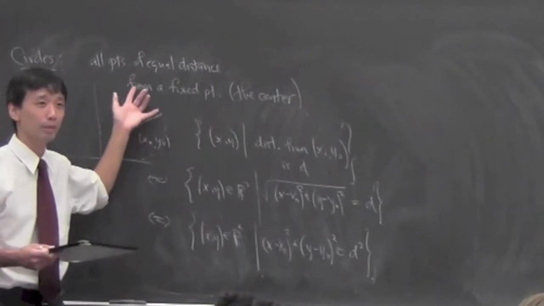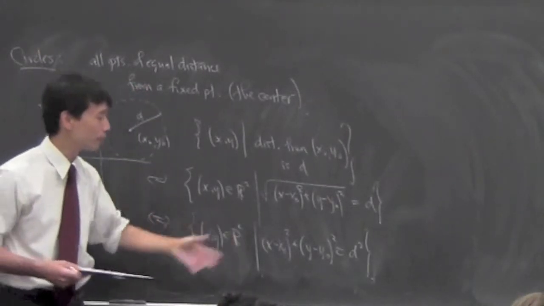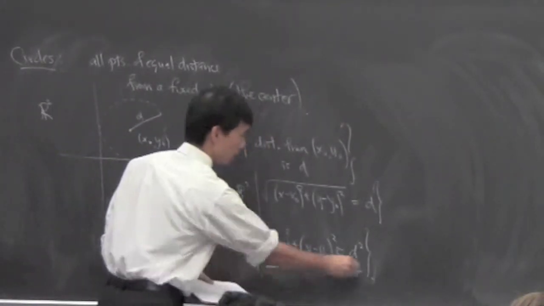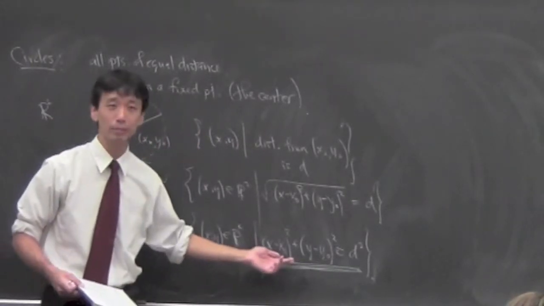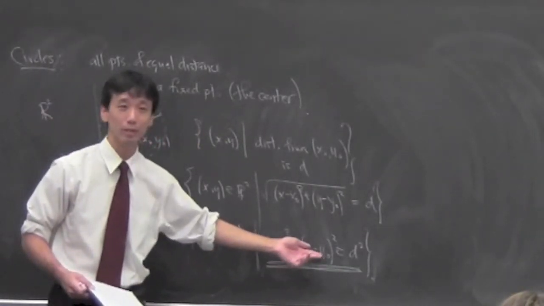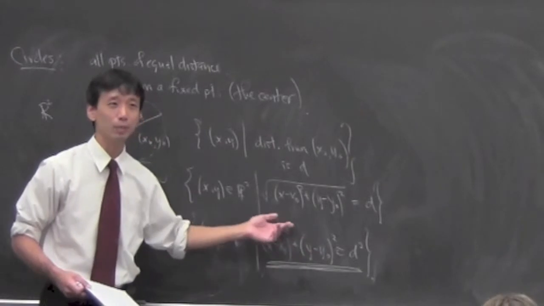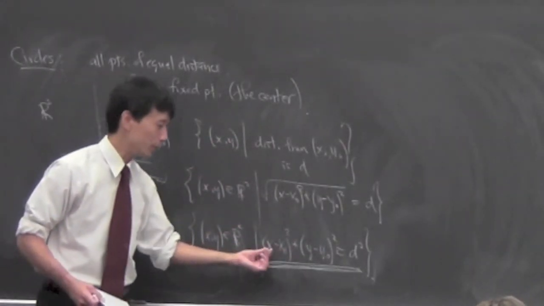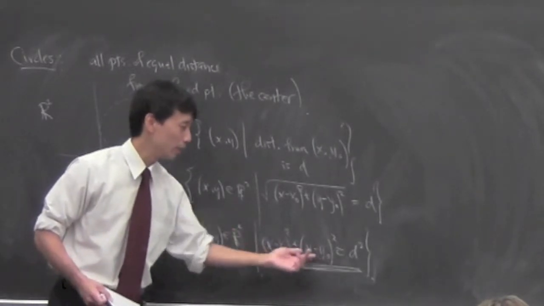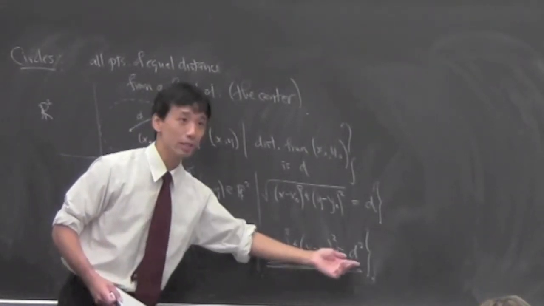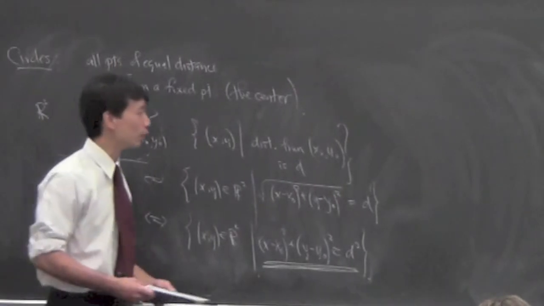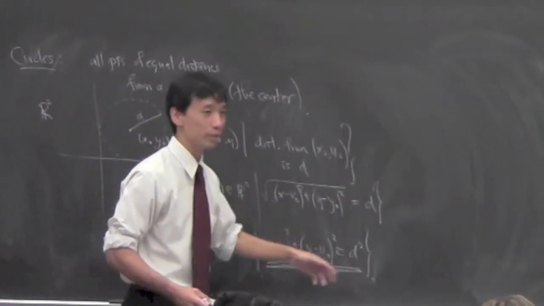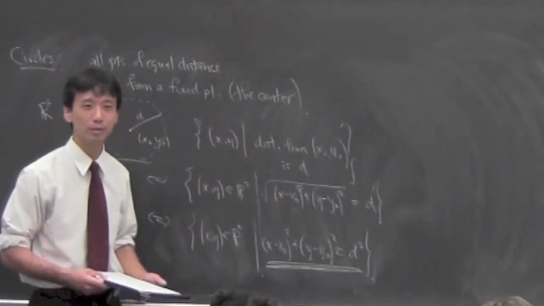So this is the formula for a circle. X minus x naught squared plus y minus y naught squared is equal to d squared. You've seen it before. It's very natural. It just means that your distance from x naught, y naught is d. I guess normally people write r instead of d and call it the radius.